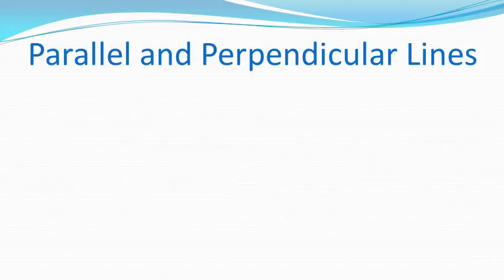To write down the equation of a line parallel to a given line, we can use this method. Suppose we have 2x minus 3y minus 5 equals 0, and we need a line parallel to this one. All we have to do is change the constant. So we get this. The value of lambda can be found by using some other condition.